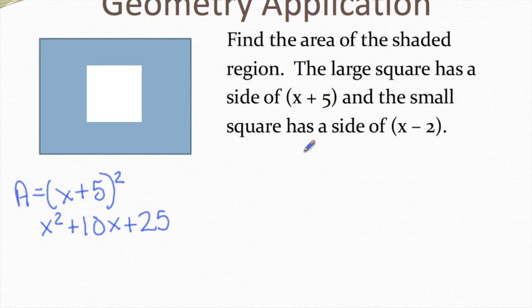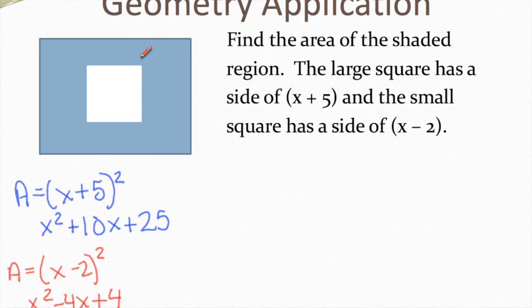Now we need to find the area of my small square. So the area of my small square would be x minus 2 squared. We square the first term, so that becomes x squared. We find the product of the two terms and double it. So negative 2x doubled will be negative 4x. Then we square the last term. Negative 2 squared is 4.